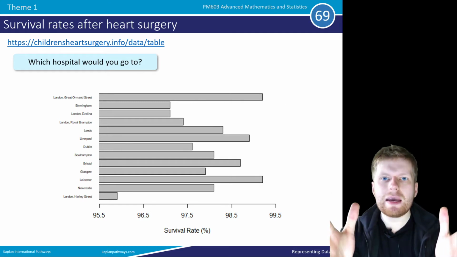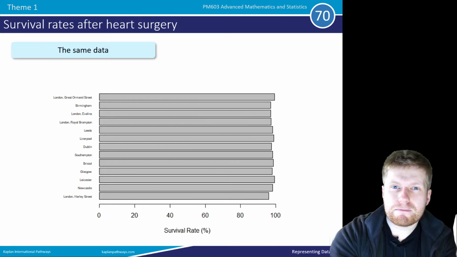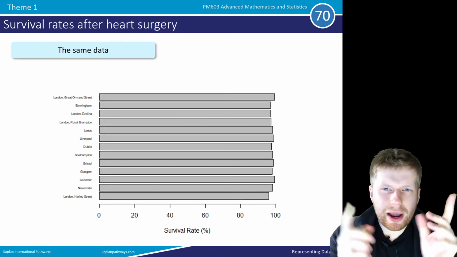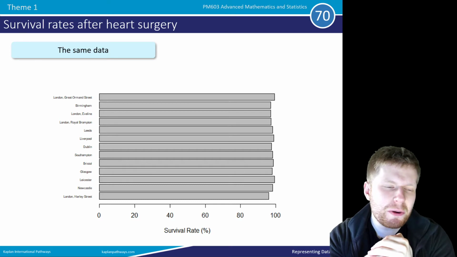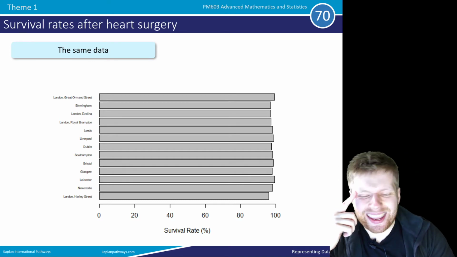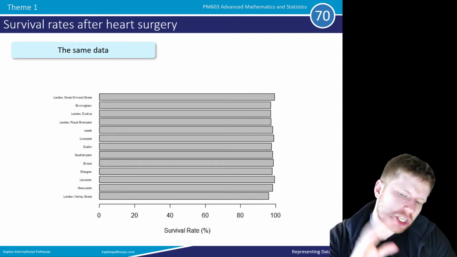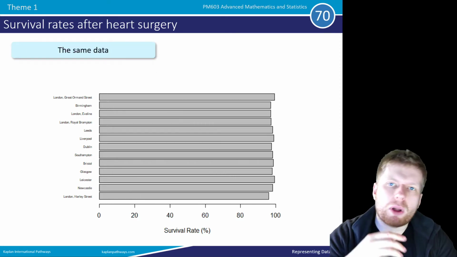So I've not changed anything about the data, I've just changed one small little thing about the plot. Now if I ask you the same question, which hospital would you go to? You're probably like, well actually there's not much difference between them, right? So actually any of them would be fine, okay? So what have I changed between this plot and this plot?